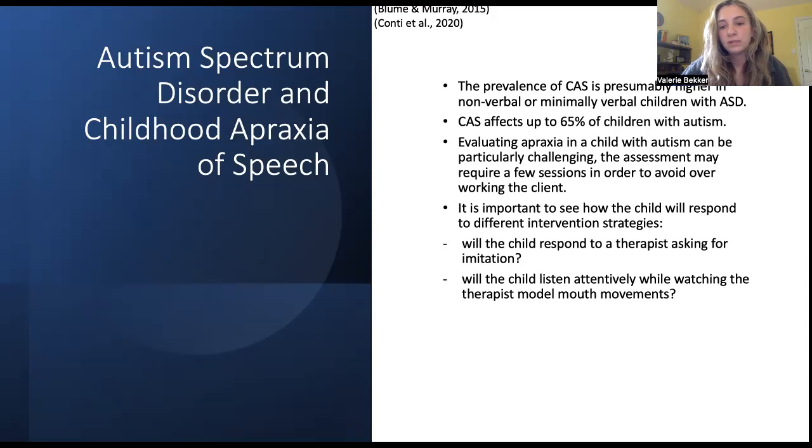It's important to see how the child will respond to different intervention strategies. So will the child respond to a therapist asking for imitation? Will the child listen attentively while watching the therapist model mouth movements? Those are some questions you want to ask yourself during an evaluation for a child with childhood apraxia of speech and autism. So it's important to be cautious when evaluating children too young or developmentally challenged to fully participate in evaluation tasks. Typically, we need the child to have at least some speech to hear or see if they have symptoms of childhood apraxia of speech.